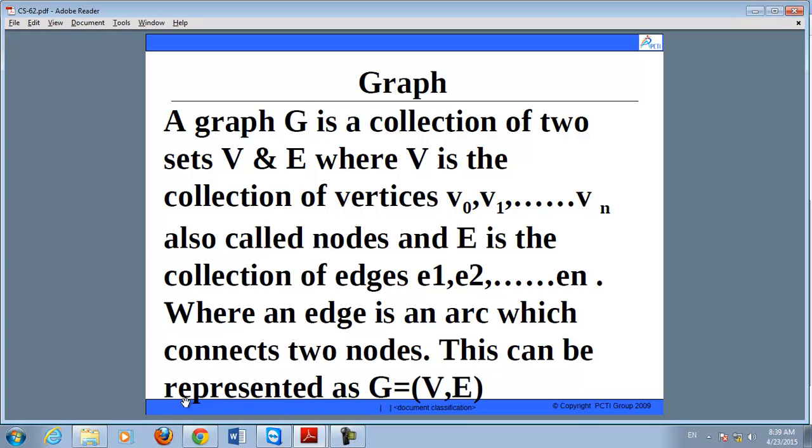For example, you can take the example of cities. Cities are connected with roads. A road can be taken as an edge and cities can be taken as vertices. You can see here the graph is a collection of vertices and edges. Then you can present the graph in this form also.